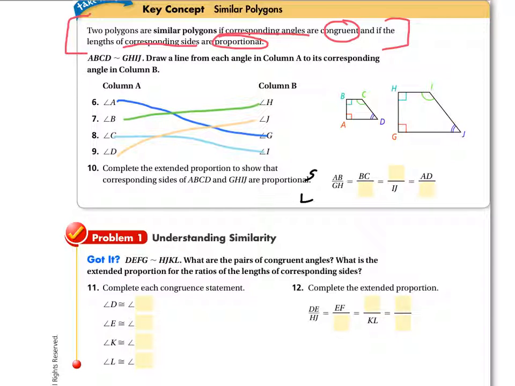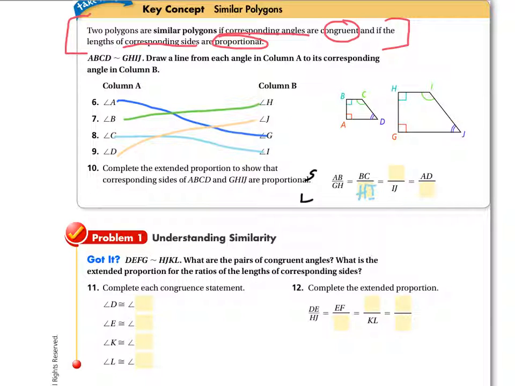And so the purpose of the last section was for you to realize that not everybody's going to set up their proportions the same. So they're choosing to do small to large. So the next one that they've given you is BC. Well, BC is right here. What corresponds to BC on the big one? HI. So this is HI.